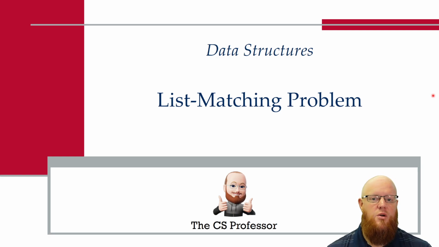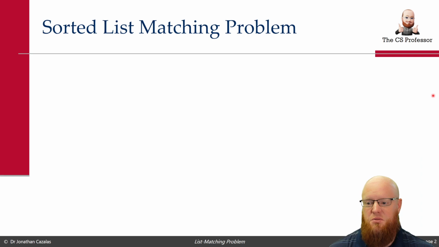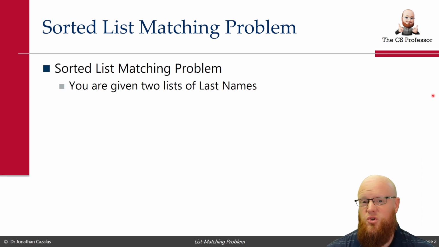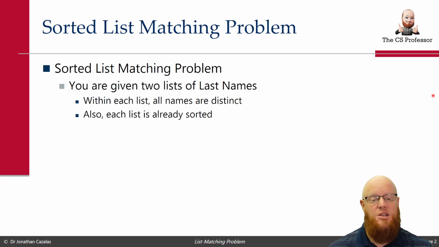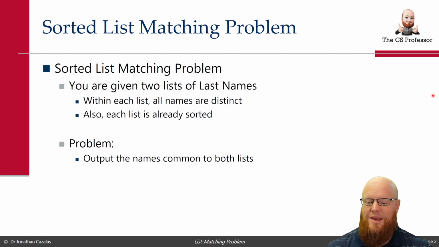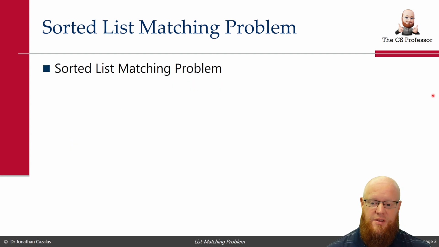Just a quick video to cover the sorted list matching problem. We have two lists of last names where each of these lists has the same characteristic, namely, all of the names within each list are distinct and each of the two lists are in fact sorted. The problem is simple. We need to identify any of the names that are common to both of the lists.